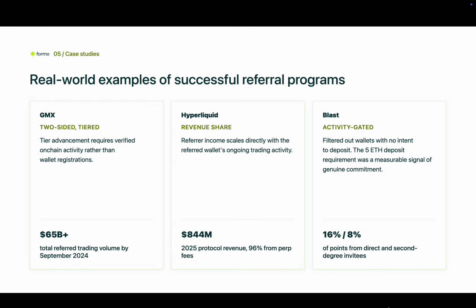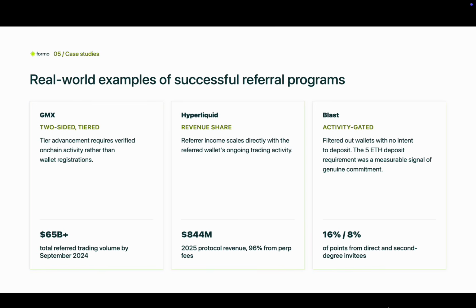Let's look at 3 real-world examples. GMX uses a 2-sided tiered structure where progression depends on verified on-chain activity. The program has driven over $65 billion in referred trading volume, generating $11 million in protocol revenue from $1.6 million in rewards. Hyperliquid uses revenue sharing, so the referrer's income increases when referred traders continue generating trading fees.